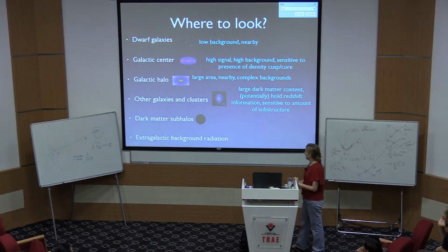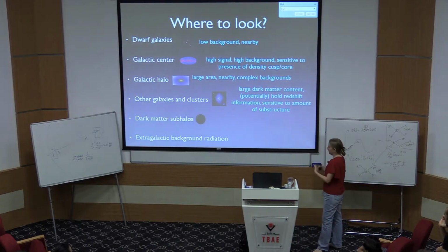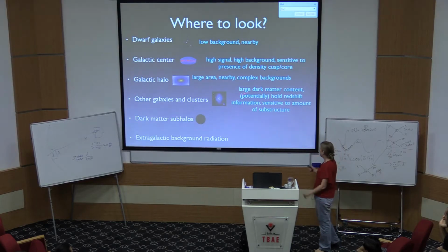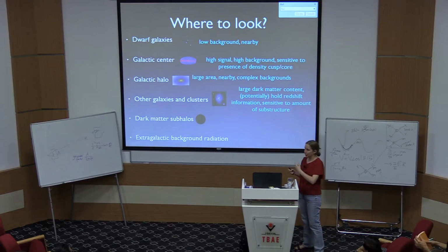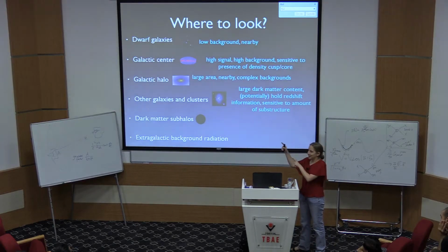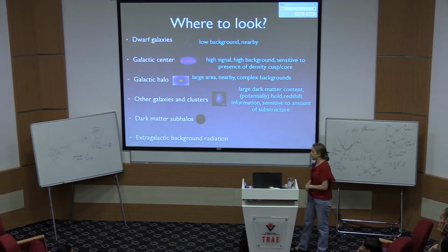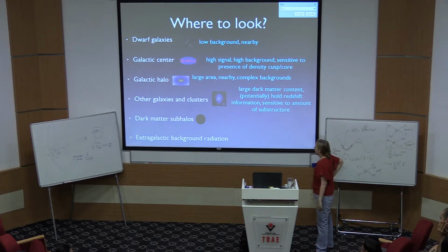You can look outside our galaxy. You can look to other galaxies and clusters. These obviously can have very large dark matter content. It's just they're further away, so you pay some penalty for that. They can potentially hold redshift information. You can validate a signal by saying, okay, if we look into clusters, is the cluster that's at twice as high a redshift, are the photons we're seeing from that cluster twice as low in energy? Is it consistent with having the same origin spectrum?